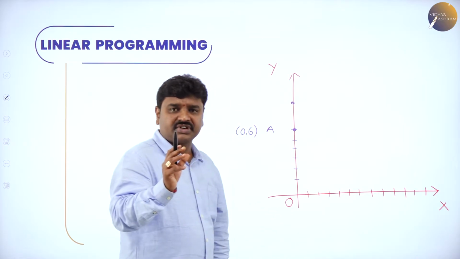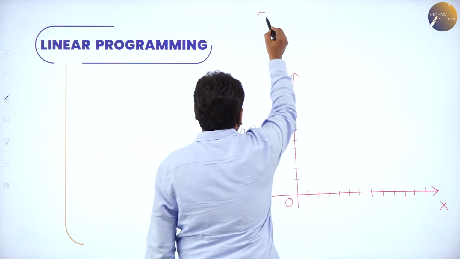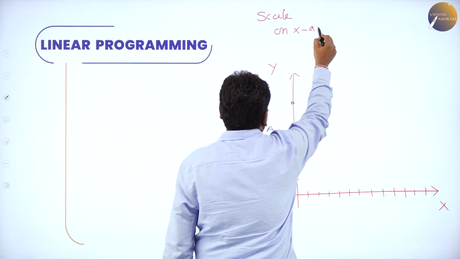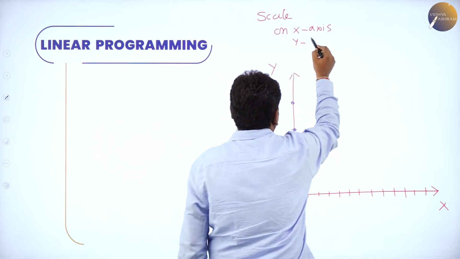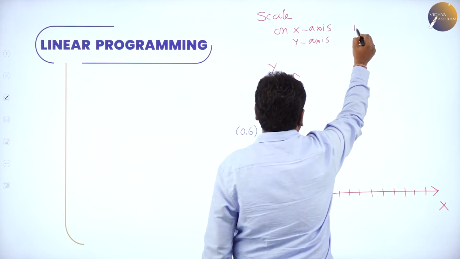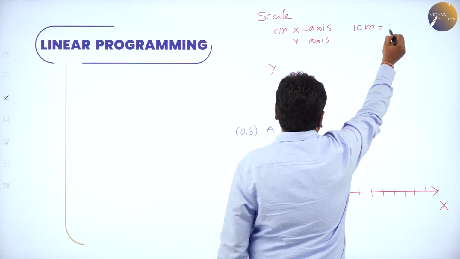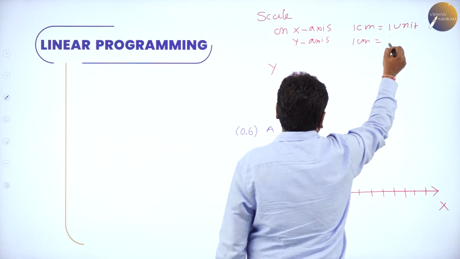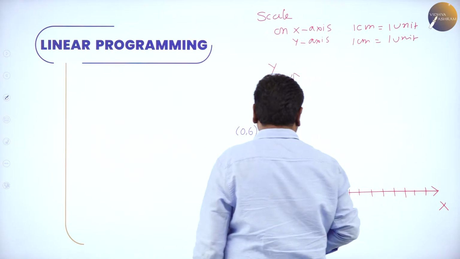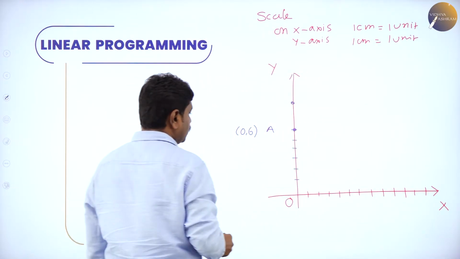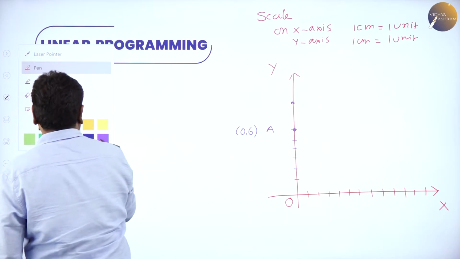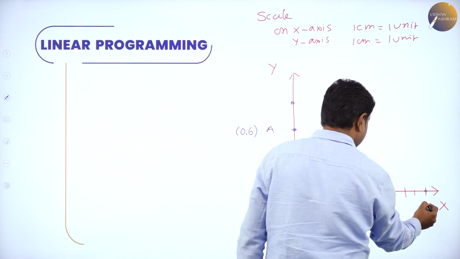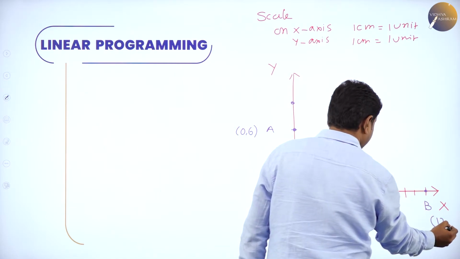So take a graph sheet. On the graph sheet, you write the scale. What scale should you take? On the x-axis and on the y-axis, let us take 1 centimeter equal to 1 unit, or 1 unit equal to 1 centimeter. Now the other point is 12 comma 0. Point B, 12 comma 0.